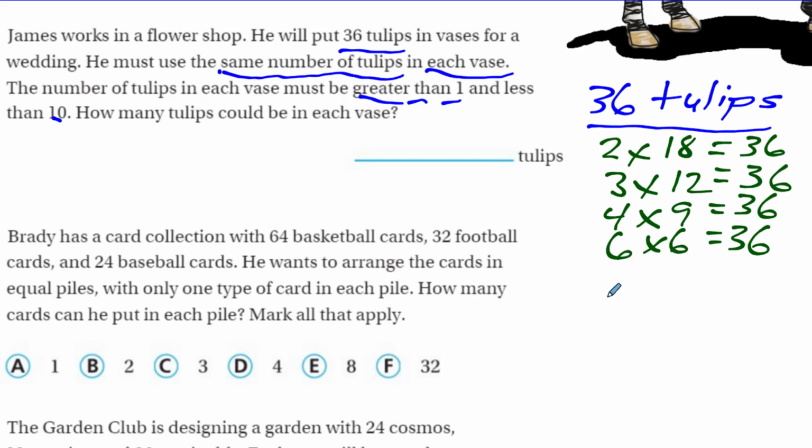8, 8 times something? I don't think so. 8 times 4 is 32. 8 times 5, 40. Nope. How about the 9? Already have it. How about 10? Nope. 11? Nope. 12. Look at, we're working our way back. That's it. That's all our factors.